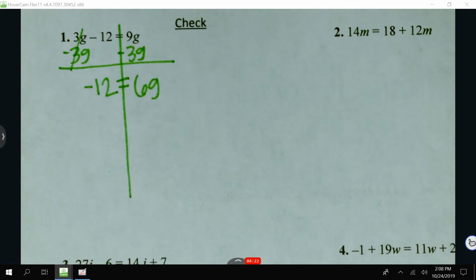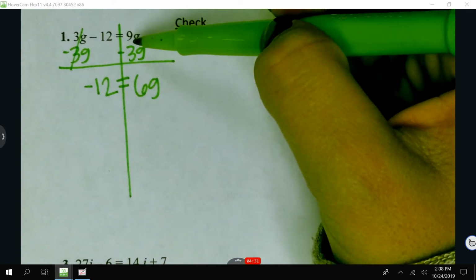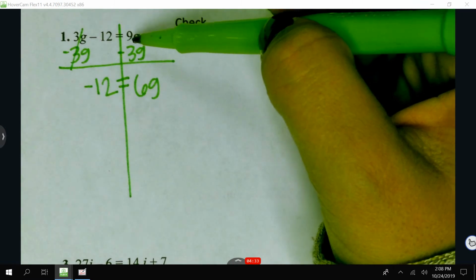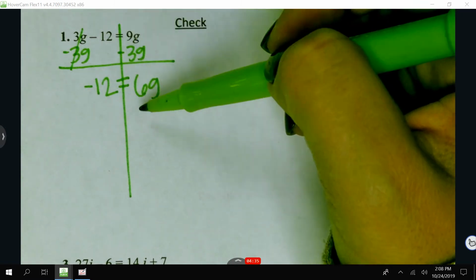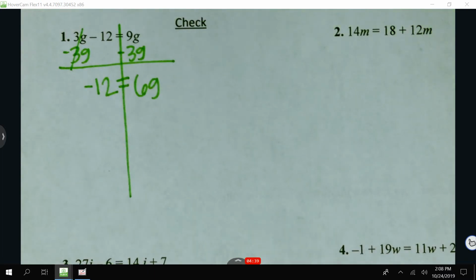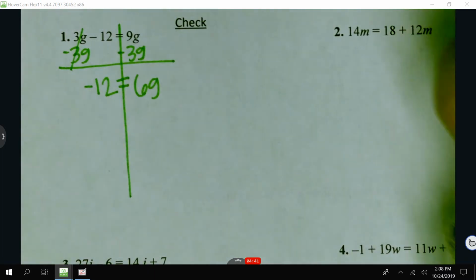So at all points throughout the equation, you want something on both sides of that line. Okay? I would not have wanted to subtract 9G from this side, because that would leave me with 0 or nothing over here, and I don't want that. You always want something on both sides of that equal sign.